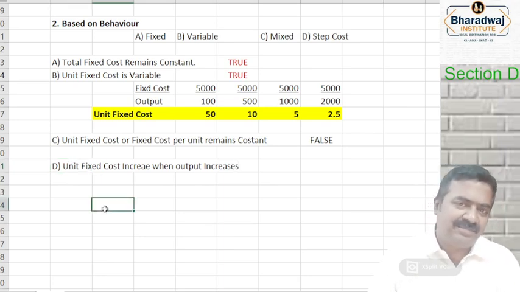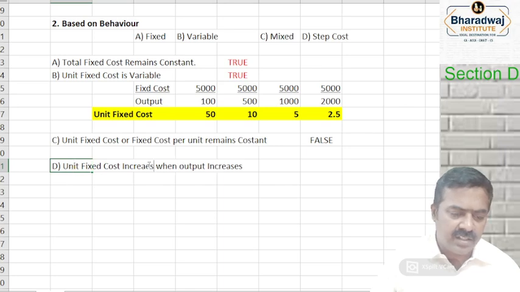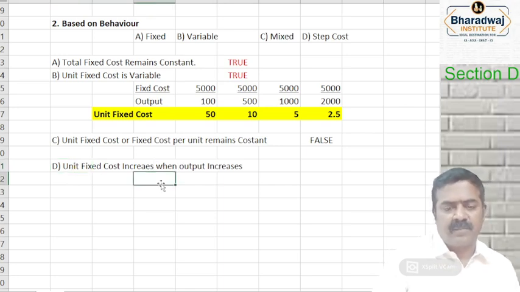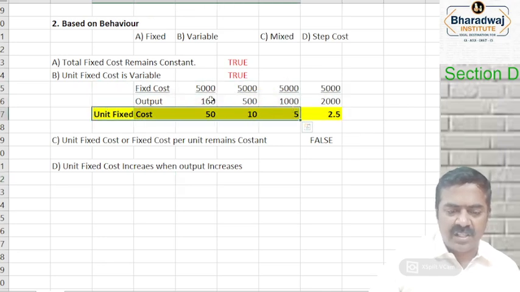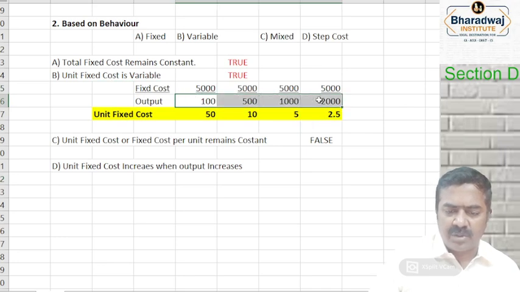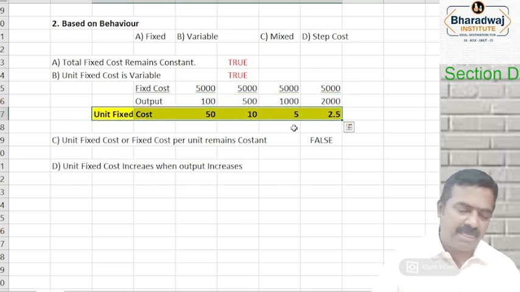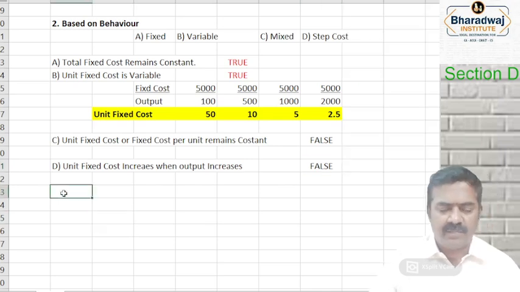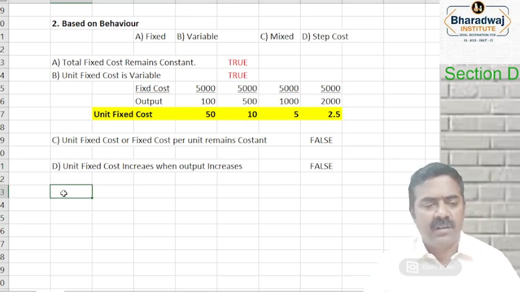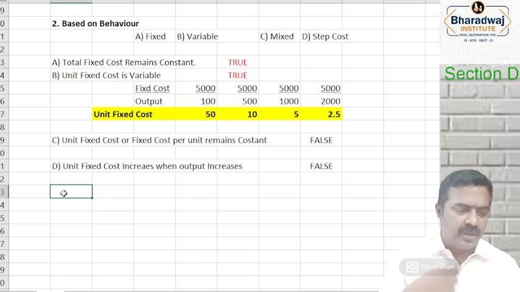Point number D. Unit fixed cost increases when output increases. The best example is you can see the per unit fixed cost when the output is increased from 100 to 500 to 1000 to 2000. Unit fixed cost, is it increasing or reducing? Reducing. So false. I request you to take it up along with me. Don't wait for copying.